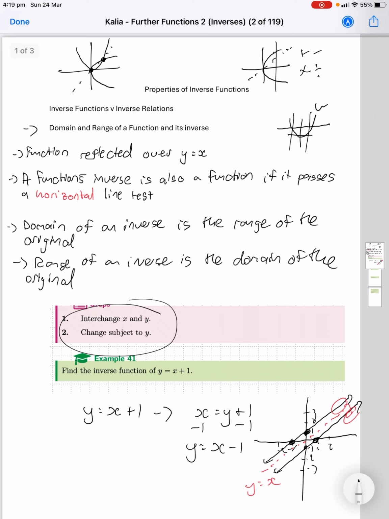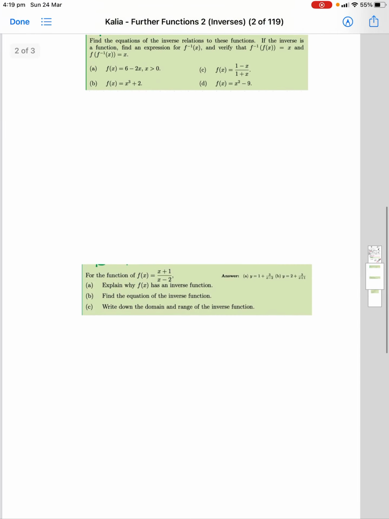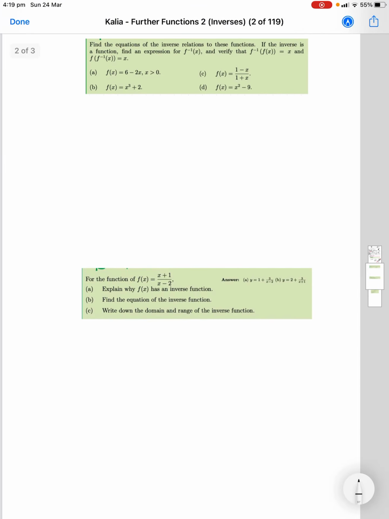We're going to get into this a little bit more. The foundational aspect is being able to work with this in order to solve some problems. So let's go and solve a couple now that are going to be a little bit more difficult. Find the equations of the inverse relations of these functions.